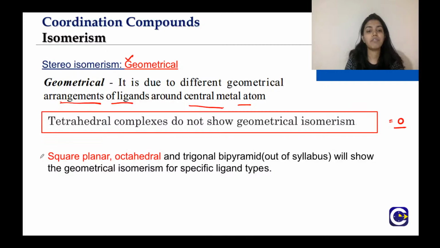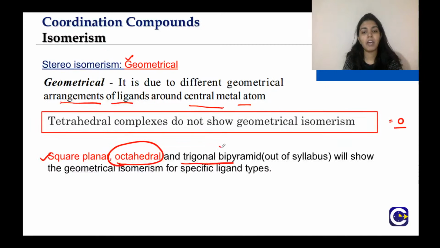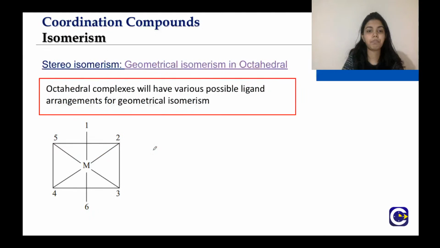While in case of square planar, we have discussed the geometrical isomerism for unidentate ligands, and also for symmetrical and unsymmetrical bidentate ligands, right? Those were the chelating agents or chelating ligands. Now we need to focus on octahedral. Trigonal bipyramidal is not in our syllabus, so we will discuss octahedral today.